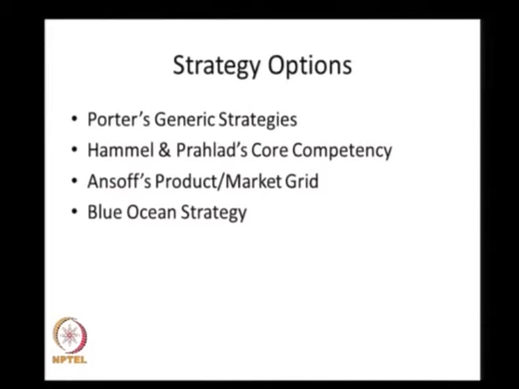Now, there are a number of strategic options available, but I will be dealing with 4 popular options, namely Michael Porter's generic strategies, the core competency of Hamel and Prahalad, another product market grid called Ansoff's product market matrix, and finally the blue ocean strategy. And these are the 4 broad strategic options, models that I will be elaborating for the purpose of this course. At the same time, you must be aware that there are a number of other strategic options, or we can also create a new strategic option if we feel that we are creating something new that is not existing. But I will be spending time on these 4 strategic models, which I think are popular amongst management professionals.